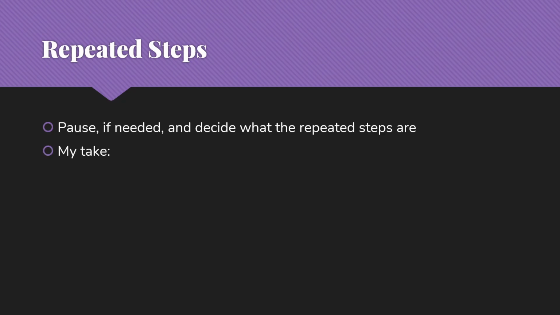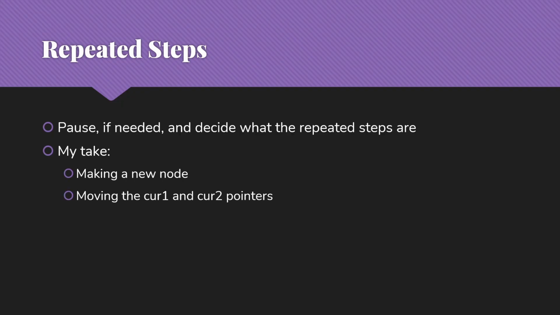I hope you've thought it through. My take on this is that we make a new node and then we move the 2 pointers or references to the next nodes in the list. So now we need to think about stopping the loop, because right now we don't have a great way to stop the loop.